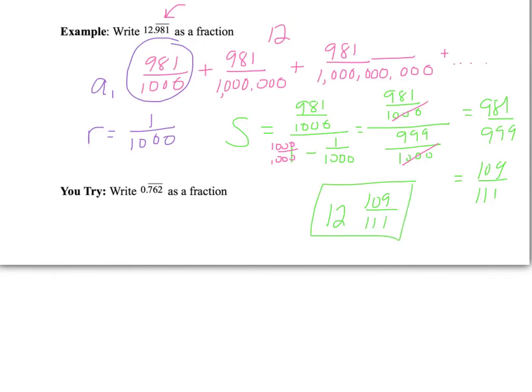So try and do the next one. You're going to do the exact same process. Again, you're dealing with 3 decimal places, so you're going to be dealing with fractions in the thousands. Your answer should be 254 over 333. So see if you can get that answer. Write down any questions you have.